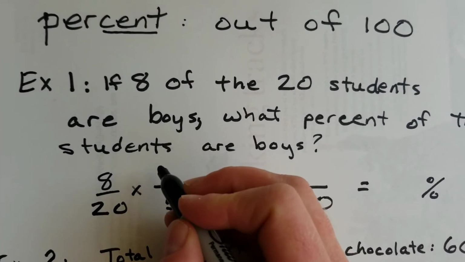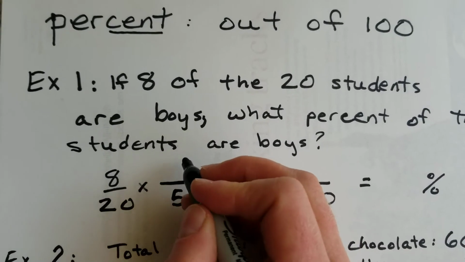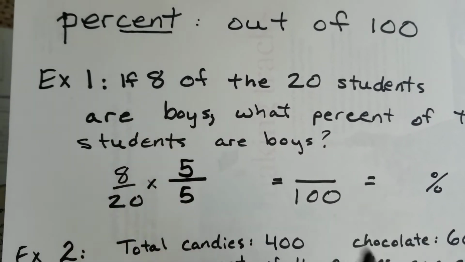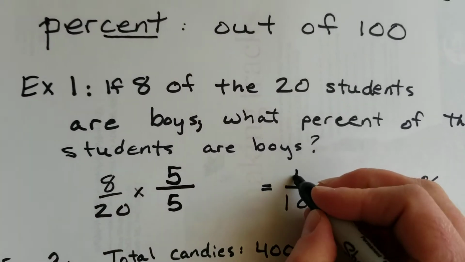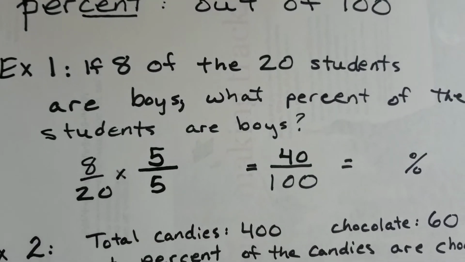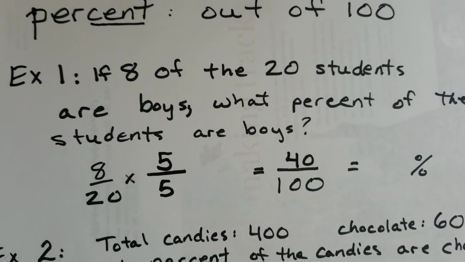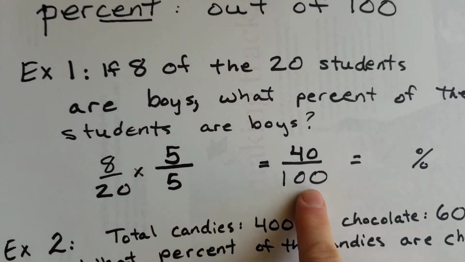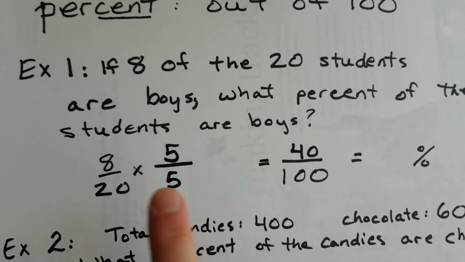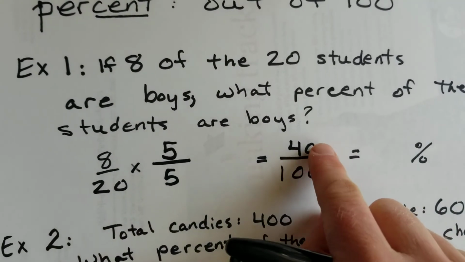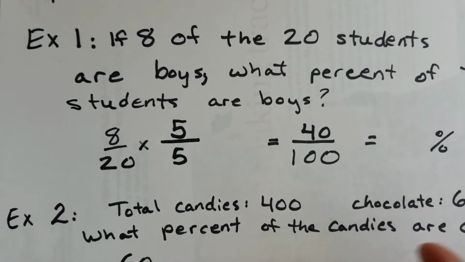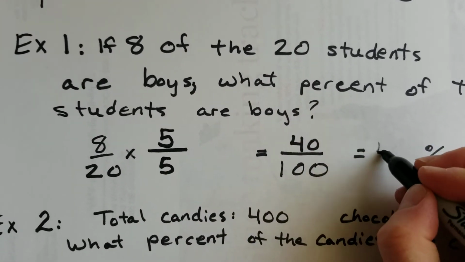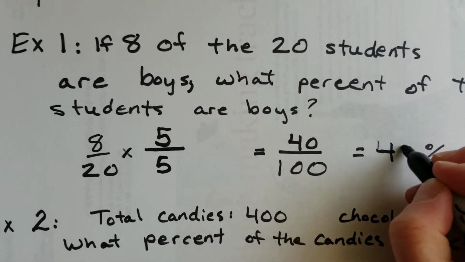Now remember, we need to keep our fraction the same, so what we do to the bottom of our fraction, we also have to do to the top of our fraction. So 8 times 5 is 40. So even though there's 20 students total, we can figure out the percent by changing the bottom to 100. So 8 out of 20 becomes 40 out of 100. It's the opposite of reducing fractions. So we can say that's 40 out of 100. 40 per 100 is 40%.